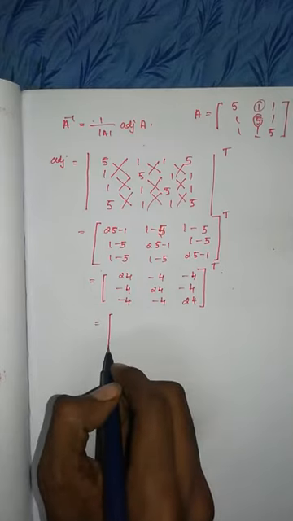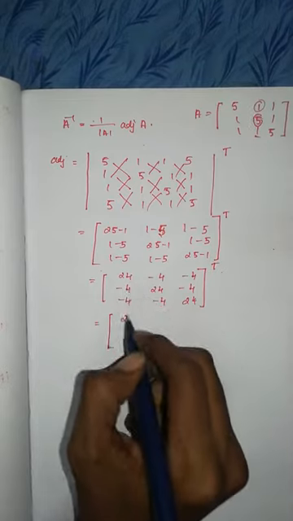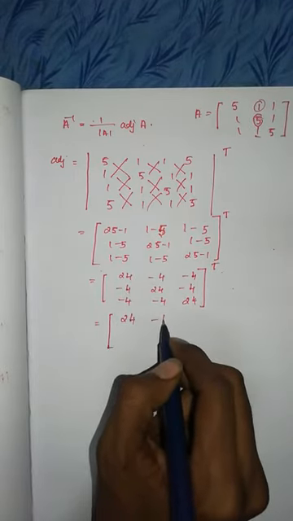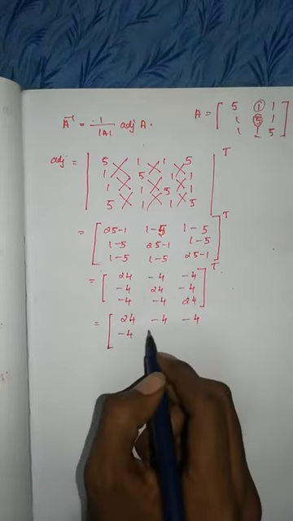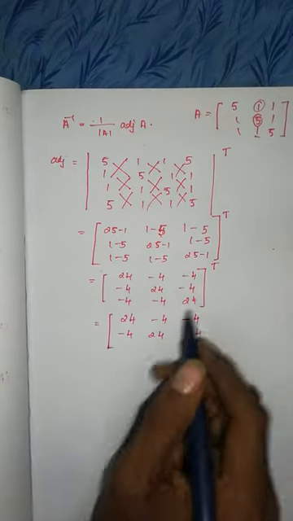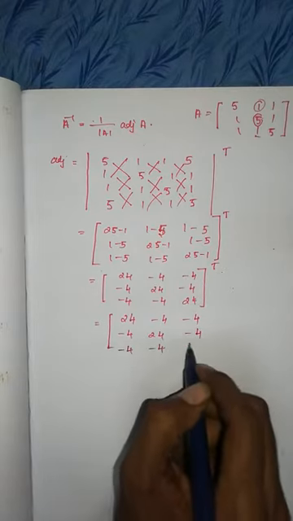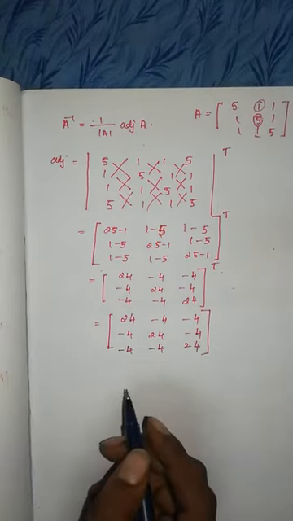So to apply transpose, you need to interchange rows and columns. So I am changing this column into row, which is 24 minus 4 minus 4, and again changing this column to row, minus 4 24 minus 4, and again change this column to row. So I have minus 4 minus 4 24. So this is the adjoint of A.